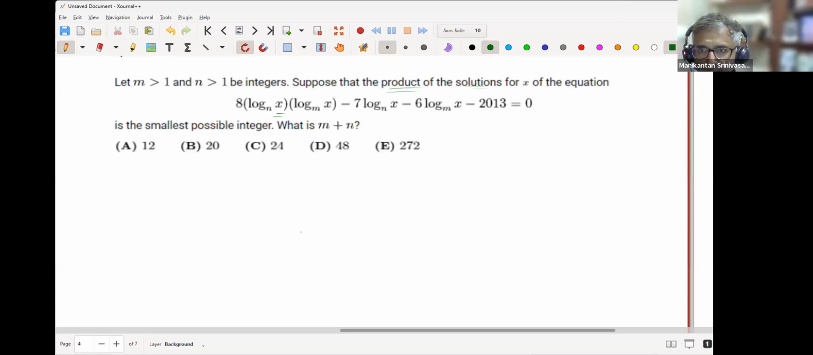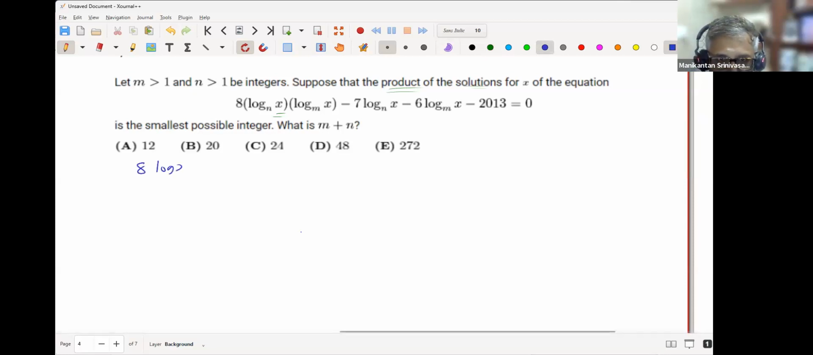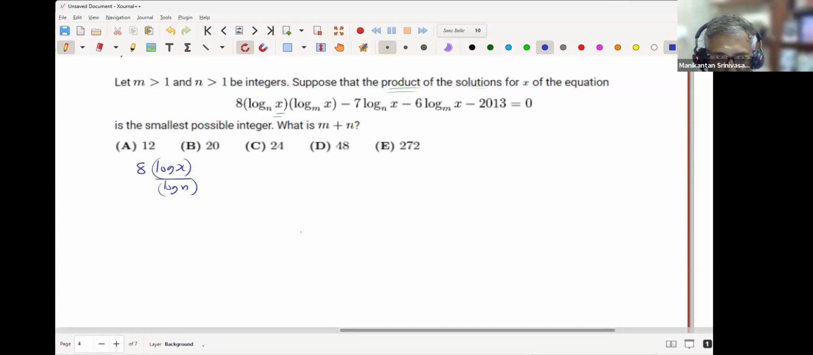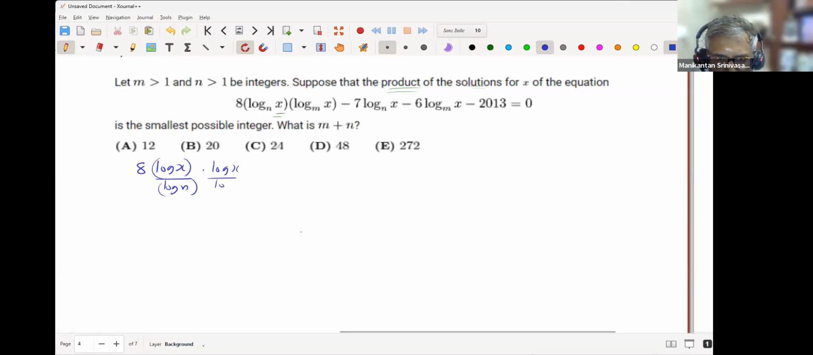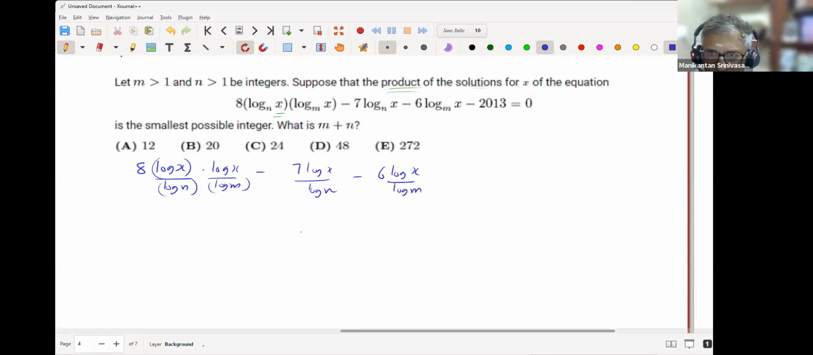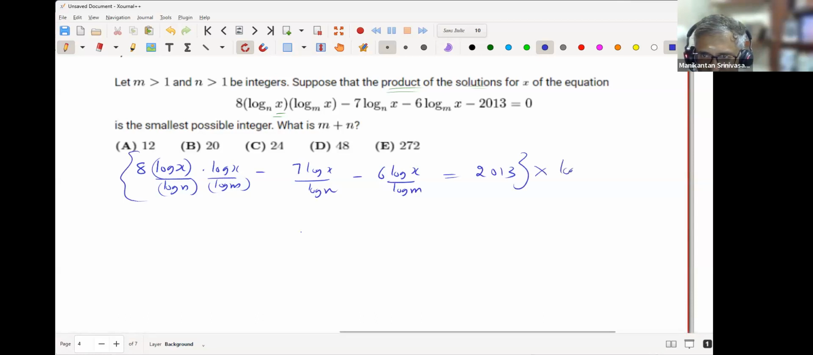So suppose there's a product of the roots for x of the solution of the equation, 8 log x, blah, blah, blah. Okay, so let's write it out properly. So what do I have? I have 8 log x, I'll write it as log x by log m times log x by log m, minus 7 log x by log n minus 6 log x by log m, by change of base rule, equal to 2013.